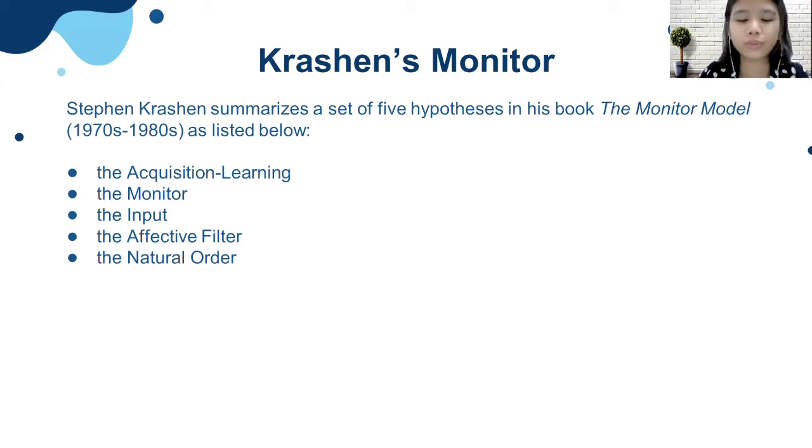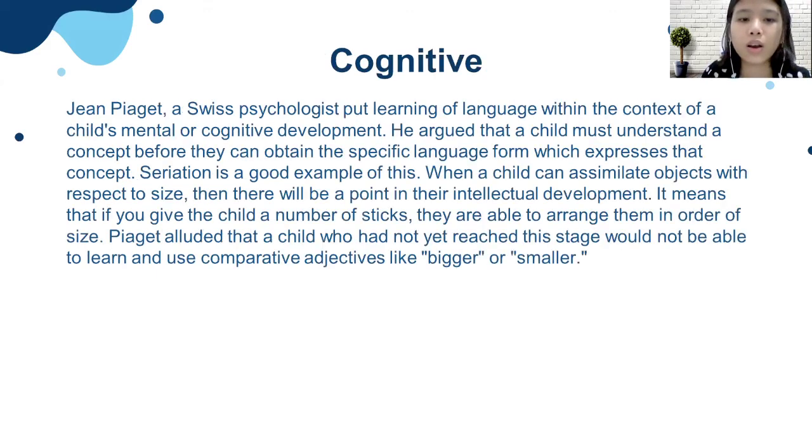Fourth, there is cognitive theory. Jean Piaget, a Swiss psychologist, put learning of a language within the context of a child's mental or cognitive development. He argued that a child must understand a concept before they can obtain the specific language form which expresses that concept.